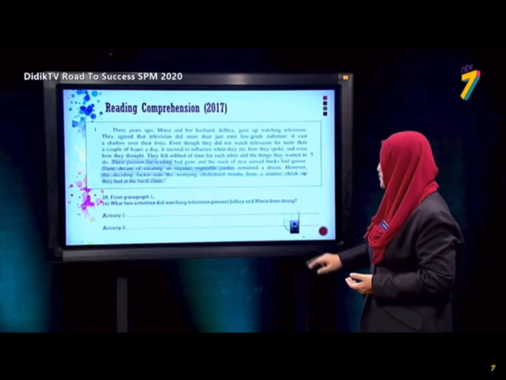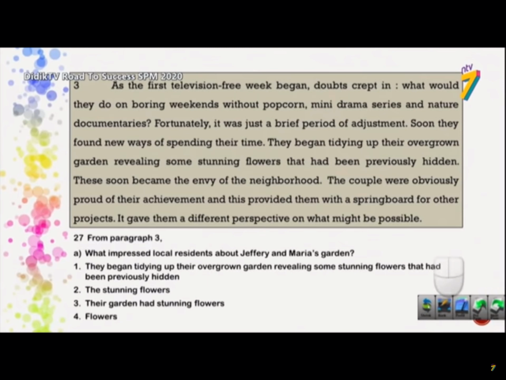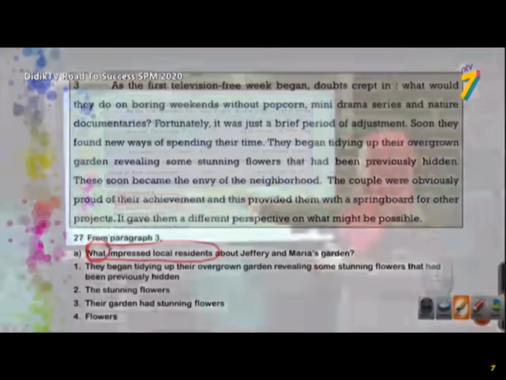Clear? Yes. Understood. Alright, so this is the second question. Read the question. From paragraph 3, what impressed local residents about Jeffrey and Maria's garden? So what's the keyword in the question? What is it that you need to find? Impress. What impressed local residents? So the keyword here is what. So now it must be something. What is something, right?